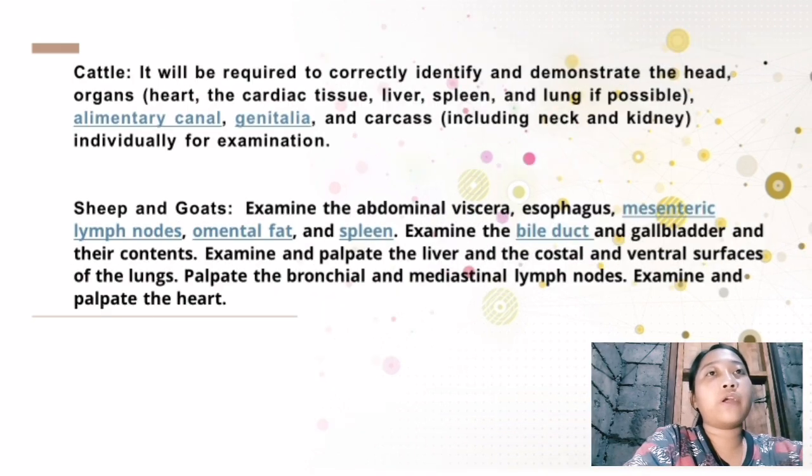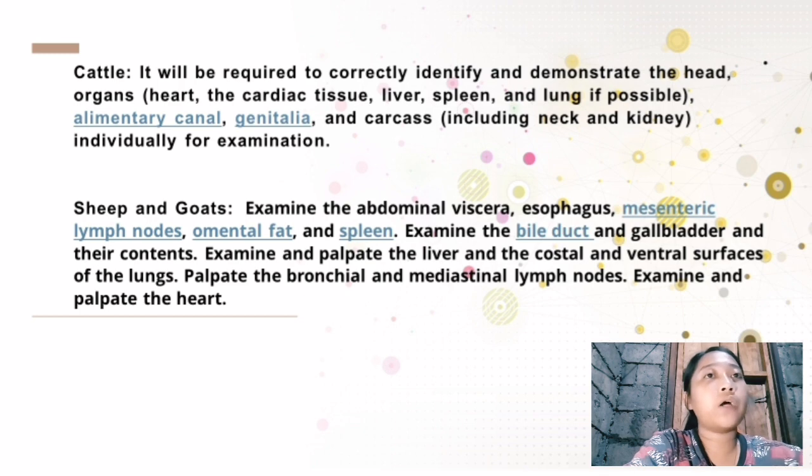So these are the criteria that should be inspected in individual livestock in slaughtering house. So number 1 is the cattle. In cattle, it will be required to correctly identify and demonstrate the head, organs, which is the heart, the cardiac tissue, liver, spleen, and lung if possible. The alimentary canal, genitalia, and carcass, including neck and kidney, individually for examination.